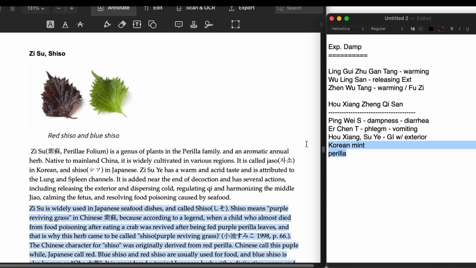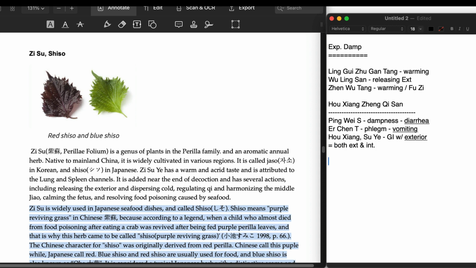So let's sum it up. So what does Xiang Chengqisan treat? As you can see, diarrhea here, and vomiting, and exterior symptoms. Actually, this is all about Xiang Chengqisan. So even though this formula is not categorized into treat exterior and interior formula, it treats both exterior and interior.